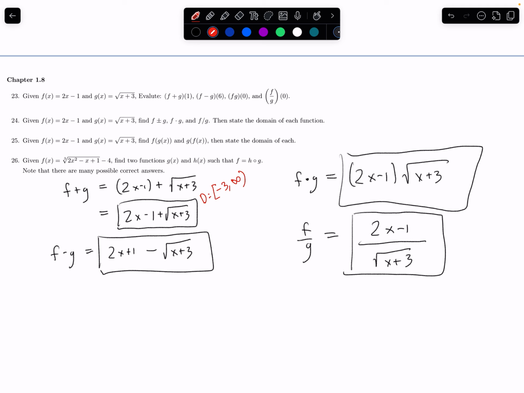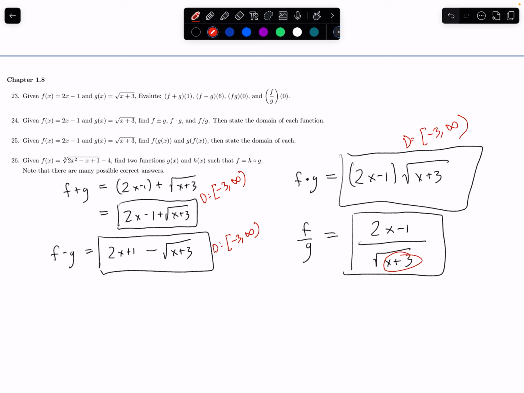Okay, f minus g, same domain. There's no other issues except when x is smaller than negative 3. Next one, f times g. Again, same domain. I'll write it above this time because I don't have space. So negative 3 is okay, when I get 0. On anything upwards, it's okay.